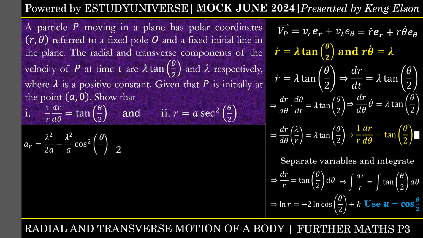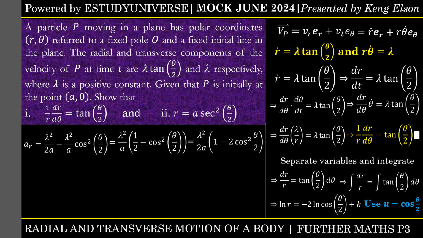Previously we had that a_r is equal to this, so you can factorize lambda squared divided by a. From the first term, you'll be left with half. From the second term, you'll be left with cos squared theta on 2. You look for the LCM, and you factorize the 2, as 2 is the LCM, and you're going to have lambda squared on 2a times 1 minus 2 cos squared theta on 2.